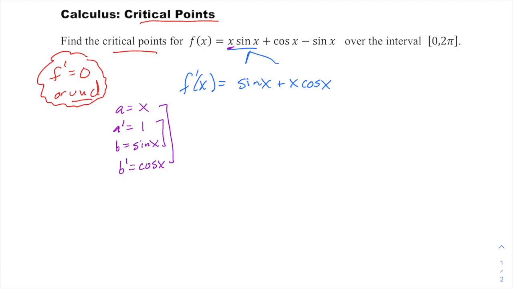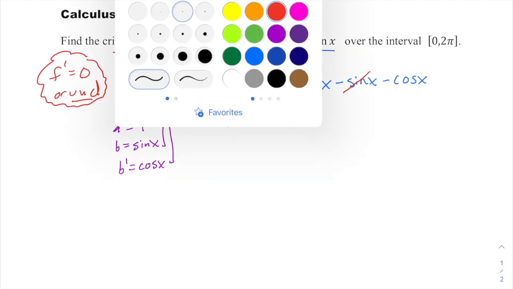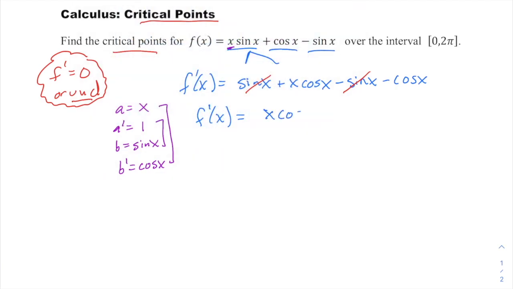That gave us that. So moving along, the derivative of cosine of x is negative sine of x. And here at the end, last but not least, the derivative of negative sine of x is negative cosine of x. So we've got this new function here, and this can actually be simplified a little bit. Right here, sine of x minus sine of x cancels out. Nice. Always nice to simplify as you go. And now you have this function, f prime of x equals x cosine of x minus cosine of x.